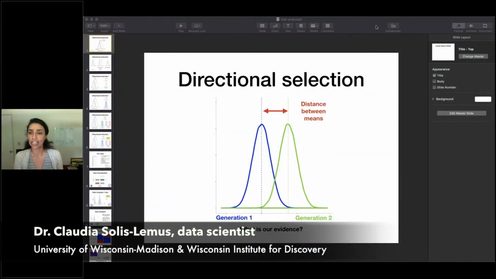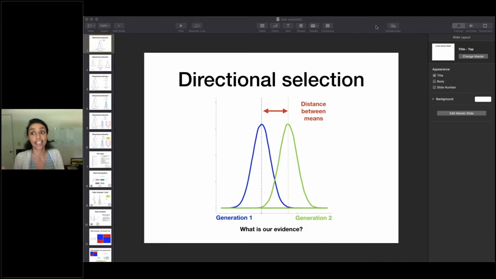Assuming we have collected this data and now we want to test whether we do see this difference in the number of cotyledons between the first generation and the second generation. In this case, I'm just showing an abstract graph where we can pretend that we are measuring this quantitative trait for generation 1 and generation 2. And then the question is, what is the evidence for directional selection? What is it that we can see from the data?